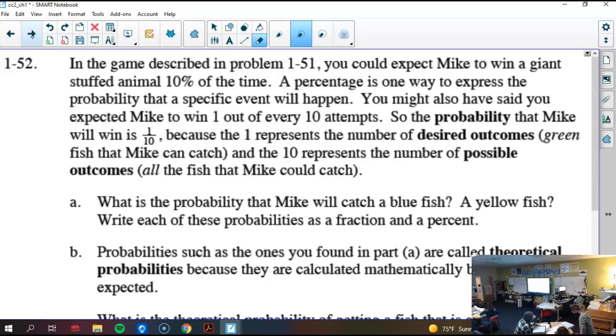So, we are going to make a game. We are going to make a game where we are going to determine a specific theoretical probability. So wait a minute. Before we make this game, back yourselves up. What is theoretical probability? What is experimental probability?